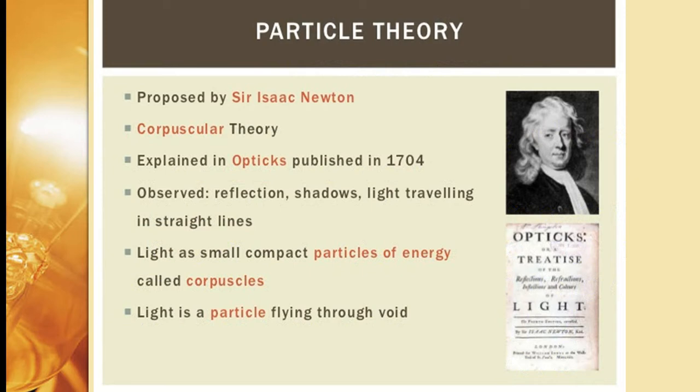Okay. Who came up with the particle theory? Well, mostly proposed by Isaac Newton as he was working with light and prisms and things like this. He wrote the book called The Optics, and he came up with the corpuscular theory. But corpuscle would be like a particle, okay? So it was 1704. He looked at reflections, shadows, light traveling, shining. He also used prisms and broke light up. So he said that light is like a small, compact particle of energy. He called them corpuscles, and it's flying through a void. In fact, it could go through a vacuum. All right, so that's Newton.